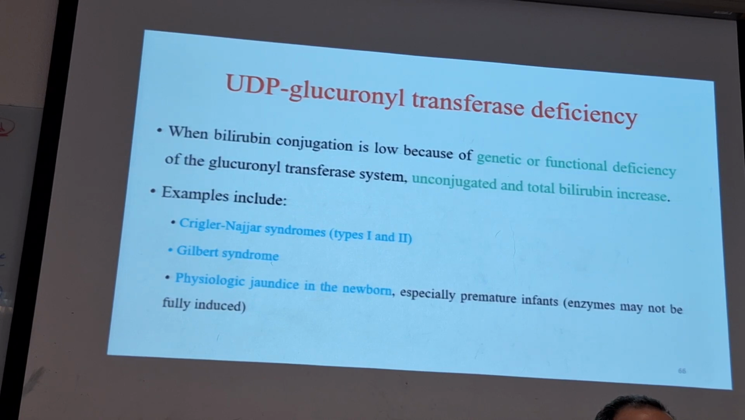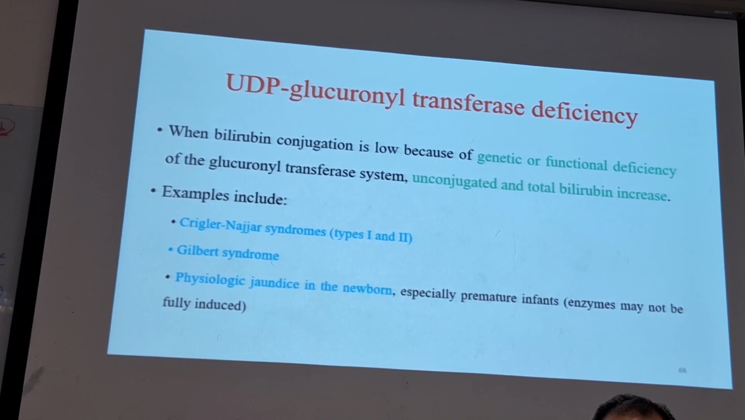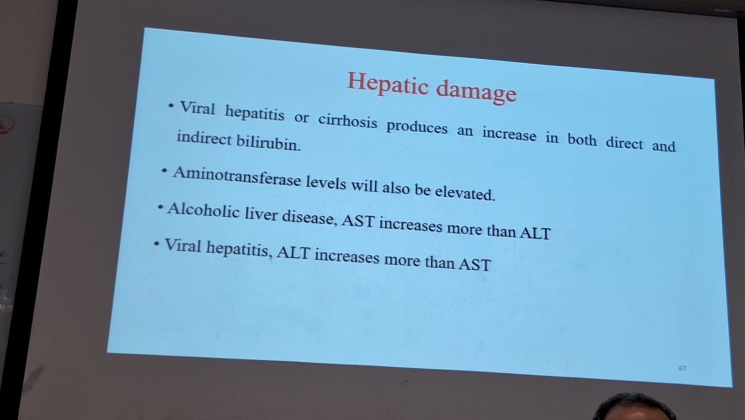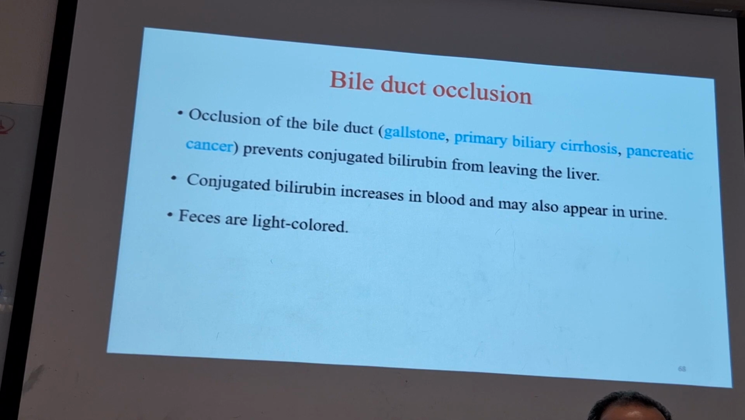Related to UDP glucuronyl transferase, Crigler-Najjar syndrome types 1 and 2 and Gilbert syndrome are due to the deficiency of this enzyme. Any kind of hepatic damage, viral hepatitis, cirrhosis, fibrosis, leads to an increase in bilirubin. We can also see an increase in aminotransferase, and people with alcohol abuse have a problem with increased bilirubin.